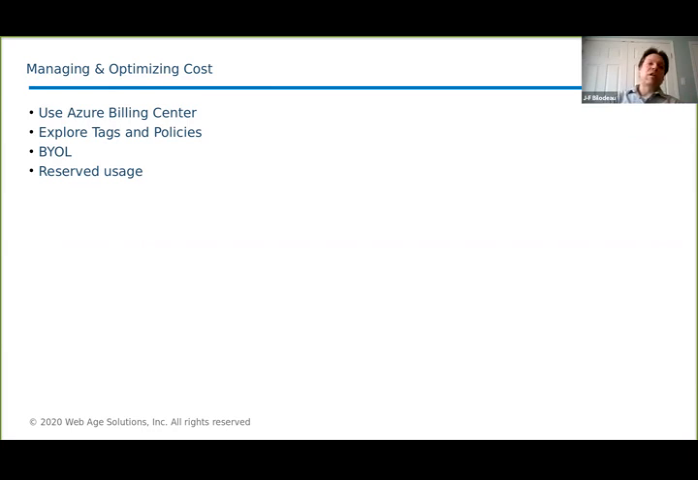Another great thing that we can do is get into reserved usage. This can give you generally about a 30% saving on many resources, especially compute resources, where you would pay a flat fee indicating, hey, I want to use that compute resource and pay for it ahead of time. And you can gain 10 to 30, maybe even 40% saving, depending on the resource, for that resource itself. So that's something else to look at over here.